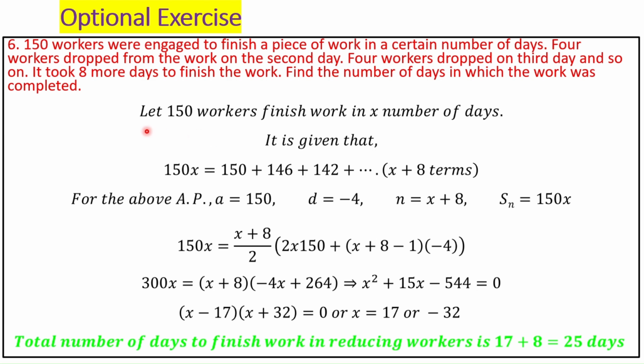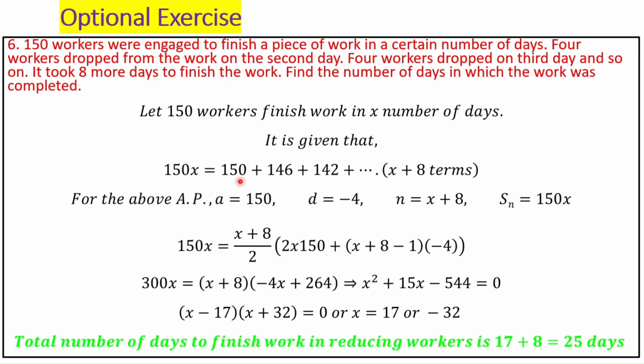Okay, so let's say 150 workers will finish the work in X number of days. They can finish in X number of days, but it took X plus 8 days because 4 people are dropping every day. So it is given that 150 times X, 150X, because X number of days they worked, 150 workers, right? So 150X is the total work.